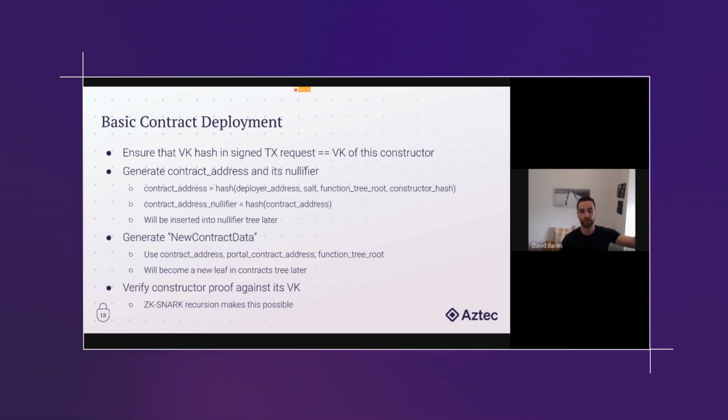So this slide, taking a big step back, is what the private kernel does in the context of basic contract deployment. At the very end of this, a kernel proof is generated that represents the contract deployment, the constructor call for this new contract.